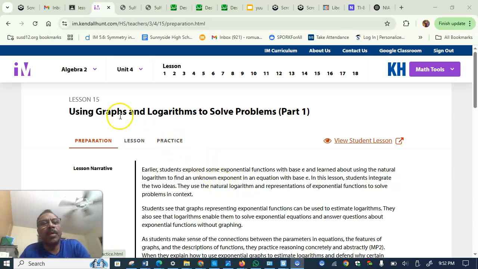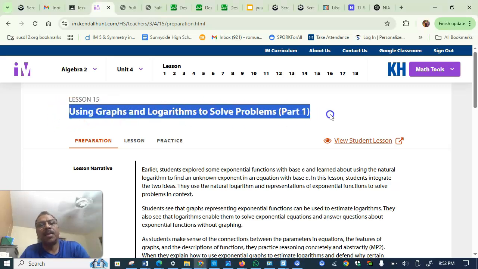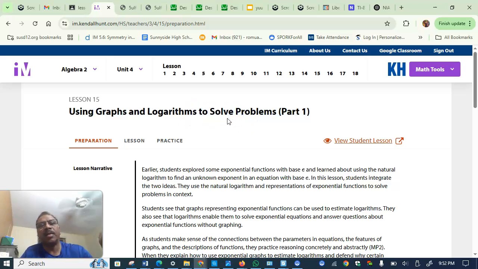Okay, today I'm going to make a video on Algebra 2. This is Illustrative Mathematics, Unit 4, lesson number 15. The lesson has two parts, part 1 and 2. Lesson 15 is using graphs and logarithms to solve problems. They're going to use graphs, and the second thing is using the logarithm.